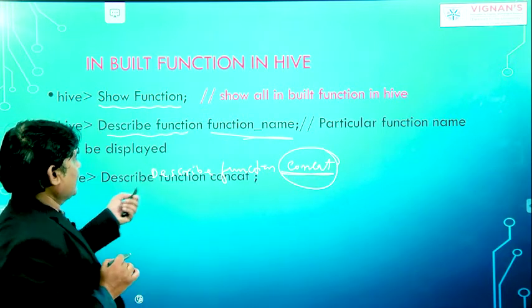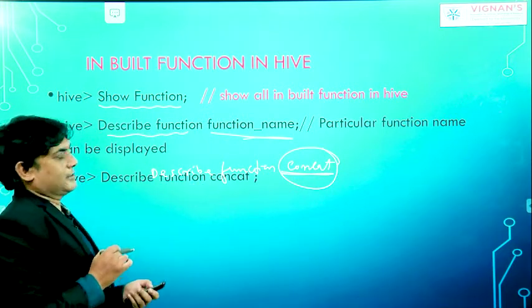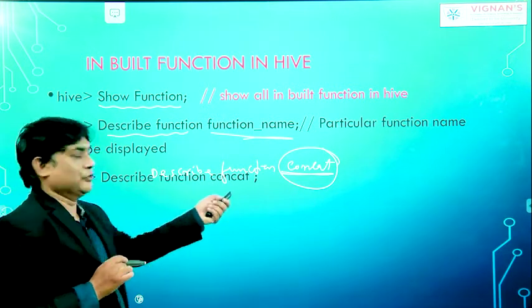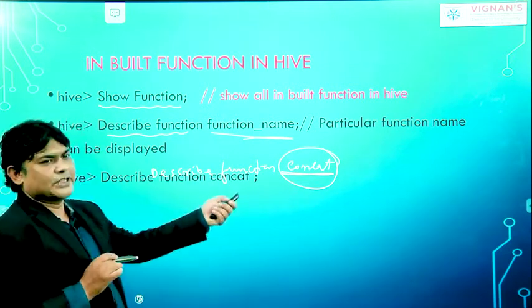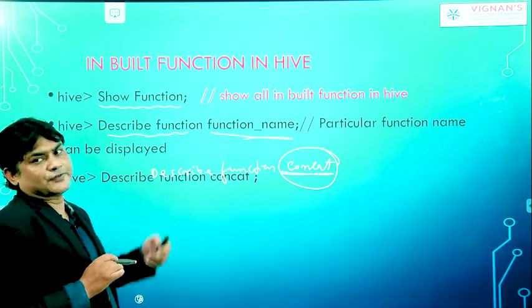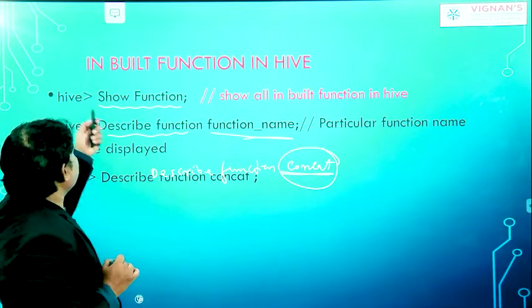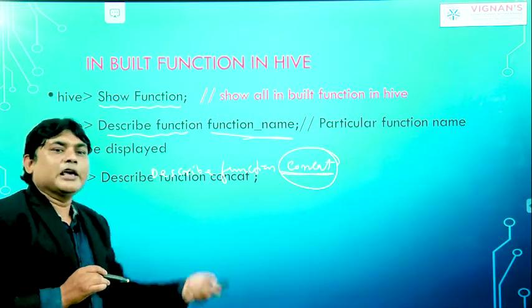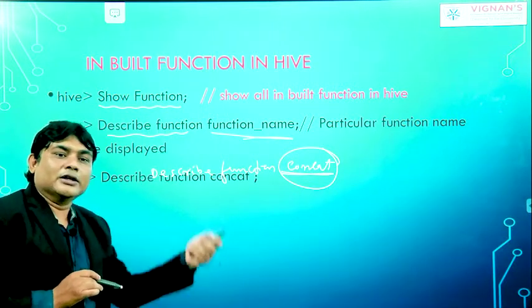Now here, suppose I write describe function concat. So what happens? We have information about this function, what this function will do, what the operation of this function is, every description you are going to get about this function. And if you give show functions, we find all the functions which are already available in Hive.